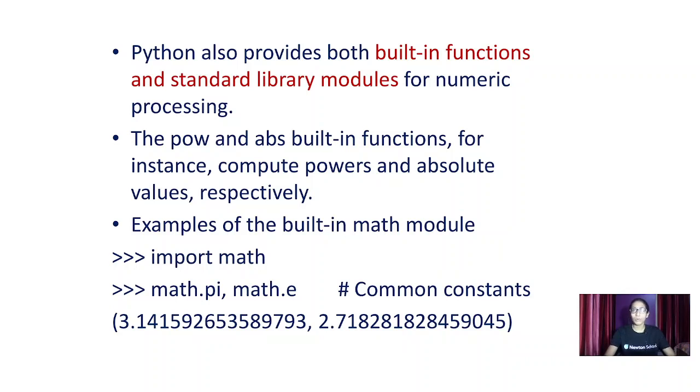In Python, what happens is that it provides both built-in as well as standard library modules for numeric processing. For instance, pow is for computing power, and abs is also a built-in function for absolute values, and there are many more. For example, with the built-in math module, you import math, and then you can get math.e, the exponential constant. These are some of the common constants.